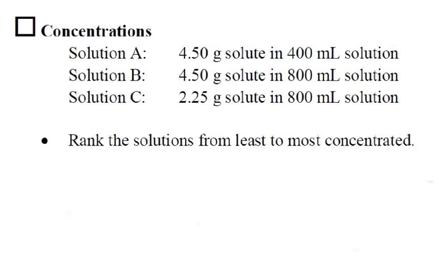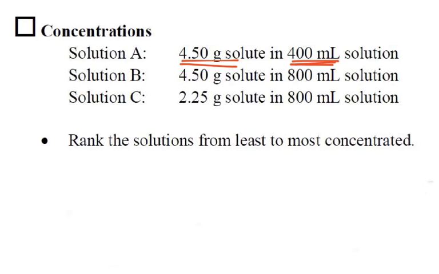So the first question here was saying, let's say we had 3 solutions, and we're going to put a certain amount of solute into a certain amount of liquid in order to make a solution. Now notice we don't say 4.5 grams of solute in 400 milliliters of water, because the solute is going to take room as well, so you wouldn't end up with 400 milliliters of solution. We say we're going to put that much solute in enough water to make that much solution.